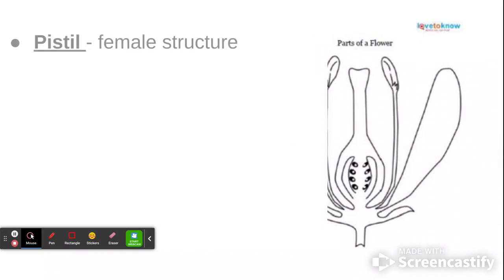So let's look at the female part. This whole entire thing is called the pistil, the whole middle part here. Inside this entire female part, we have the ovary at the bottom. The ovary is just the big part at the base, and the ovary is going to have our eggs in it.